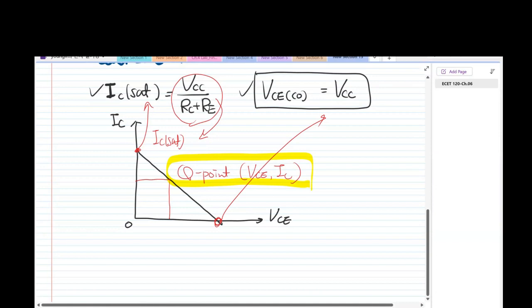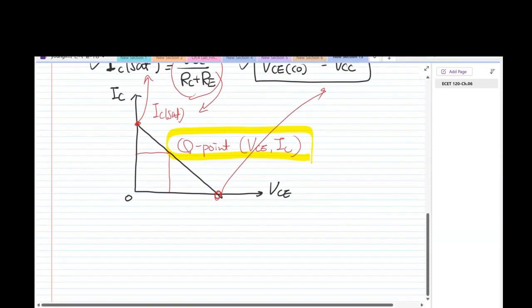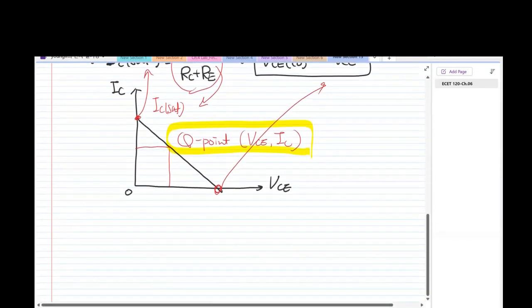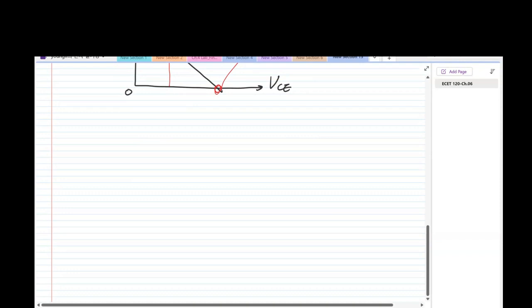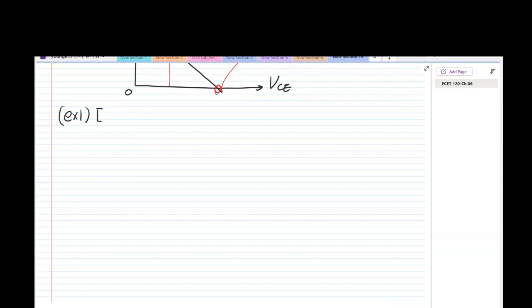So from the questions, I can ask you, what is the load line? Please draw the load line, then you can find the Q point. Well, you can do this, right? Okay. All right. So any questions? Okay, so we will try one sample exam for the emitter bias.